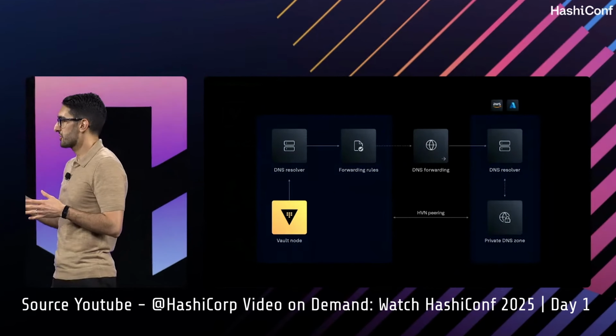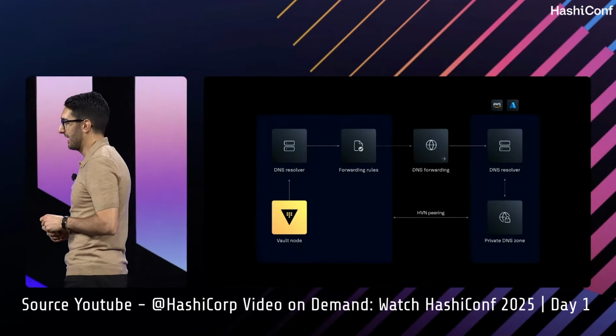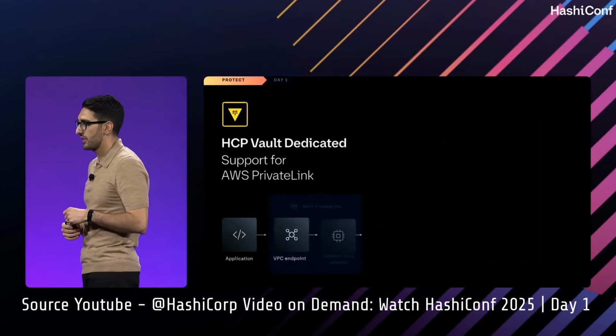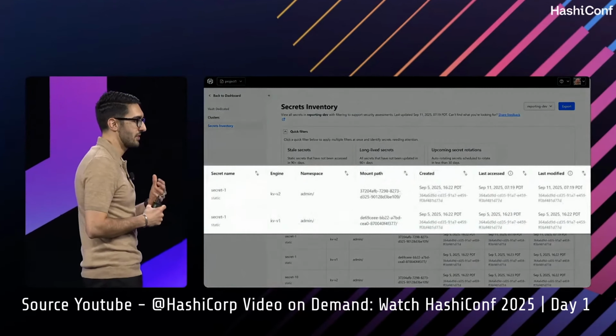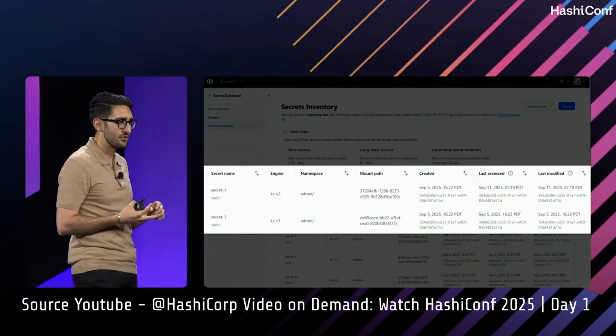Additional crypto and zero trust: HCP Vault improvements. HCP Vault Dedicated gains private DNS integration and AWS PrivateLink for private connectivity, meeting strict isolation requirements. A new secrets inventory beta shows real-time secret usage across the organization to find stale secrets and prove rotation to auditors.